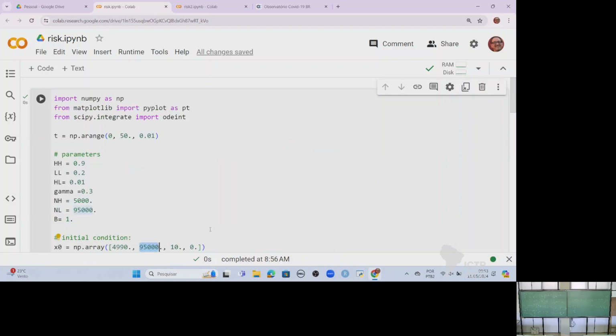So if you do this, what do you expect? This is an SIS model. If you remember well, the first class of SIS models were the ones that grow and saturate. So they go to an endemic state. Okay? So let's look at what happens here.